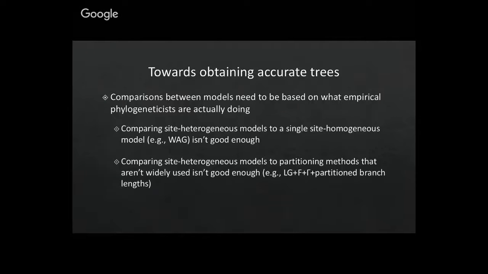Along the same lines, if we compare site-heterogeneous models to partitioning or any other method, we need to make sure that those methods are being widely used. For example, assigning a single set of relative exchangeabilities and a single set of site frequencies and so on, but then just partitioning branch lengths, that really isn't what's being done in most studies. And so, if we're going to compare CAT models or site-heterogeneous models as a whole to partitioning or any other technique that somebody comes up with, we need to make sure that we're comparing them to what people are doing. And in the case of partitioning, this would be each partition having its own relative exchangeabilities, its own site frequencies, and so on and so forth.